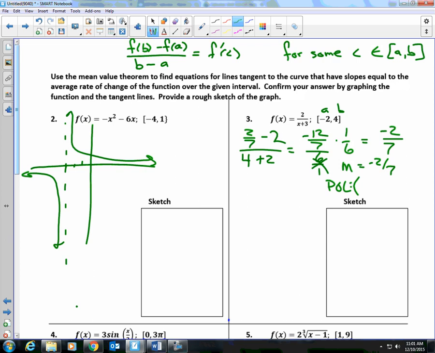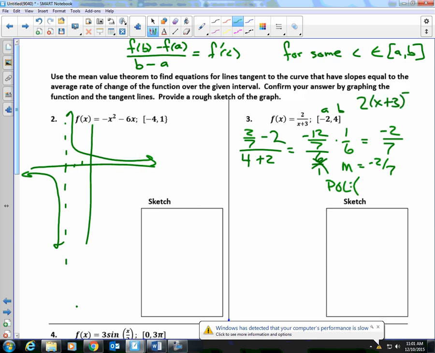Yeah, it says the derivative is equal to the average rate of change. We want to find where that occurs, what c value that occurs at. So therefore, I'll take the derivative of 2 over x plus 3. How do you take the derivative of 2 over x plus 3? Quotient rule, or make it easier on yourself and use the chain rule. So derivative of the inside is 1. Derivative of the outside, -2 over x plus 3 quantity squared.